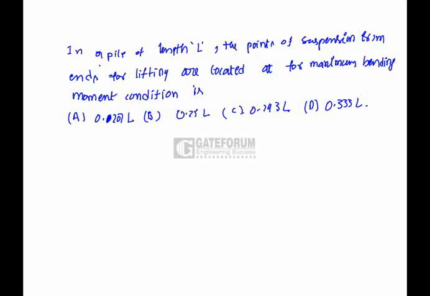Here the question is, in a pile of length L, the points of suspension from the ends for lifting are located at what distance for the maximum bending moment condition. If a pile is suspended at two ends, the maximum bending moment condition is going to occur if you suspend at a length of 0.207L. So option A is correct.